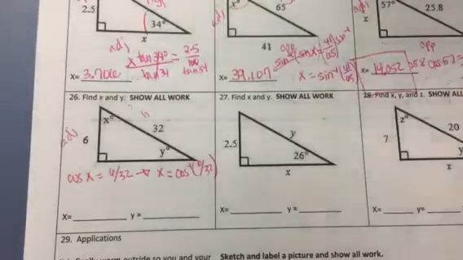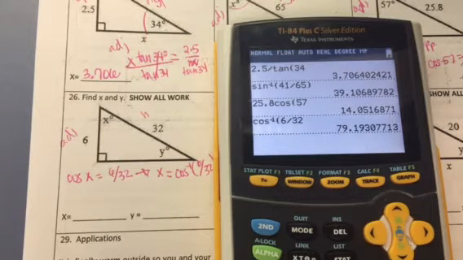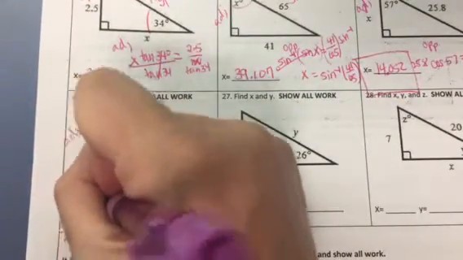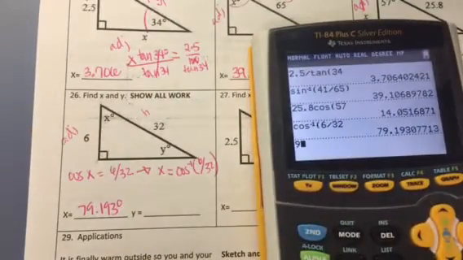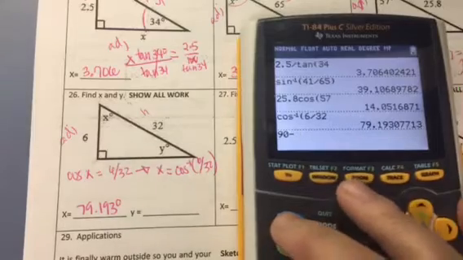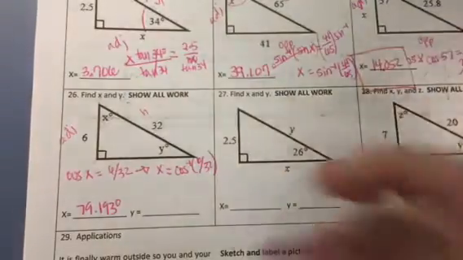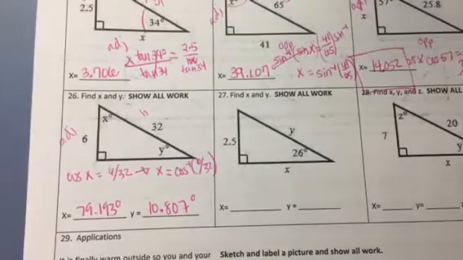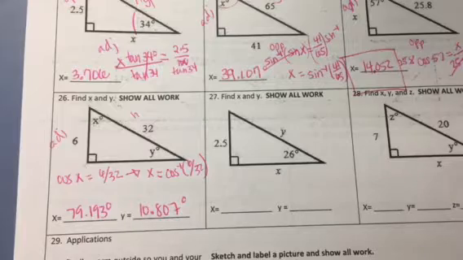All right, so second cos, 6 divided by 32. So we get 79.193 for x. And then we just want the complement of that for y. So in your calculator, you could type in 90 minus answer, and we'll get 10.807. So you could check that with trig, but if you didn't make a mistake when you found x, y should be correct.